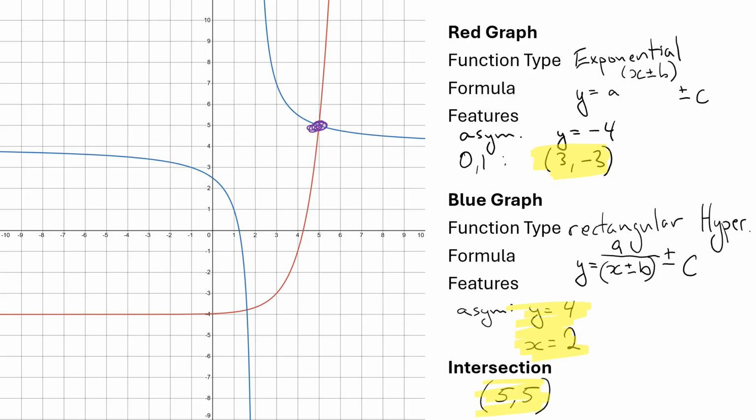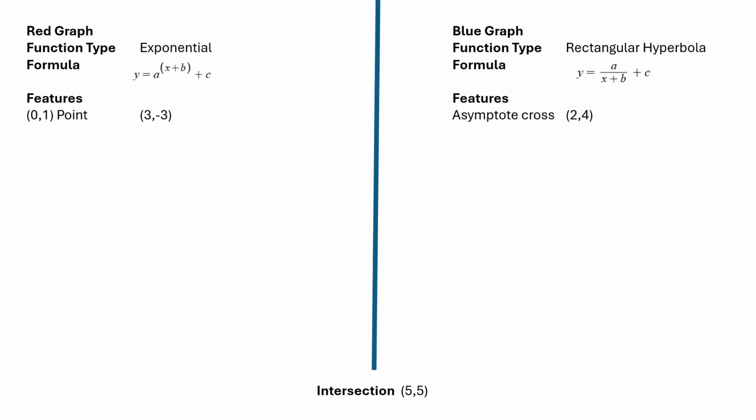So that's the information that we're going to use in the next part of working this out. Now that we've got all the information from our graphs, we're going to have to work out what our actual equations are. So I've just copied over the information that we collected, and we're going to have to think about this a little bit, okay?